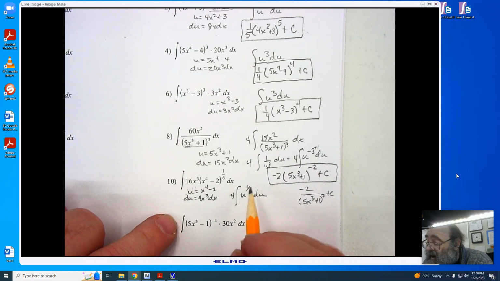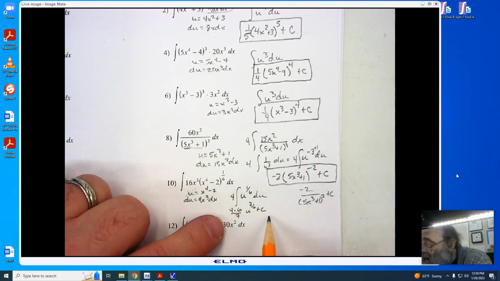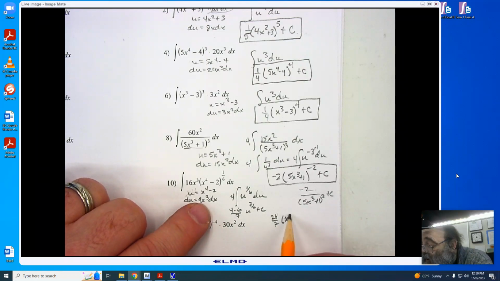Adding 1 is giving me 7/6. So I have 4 times 6 divided by 7, u to the 7/6 power plus c, and I'm now going to back substitute. So I have 24/7, x to the 4th minus 2, to the 7/6 power plus c.